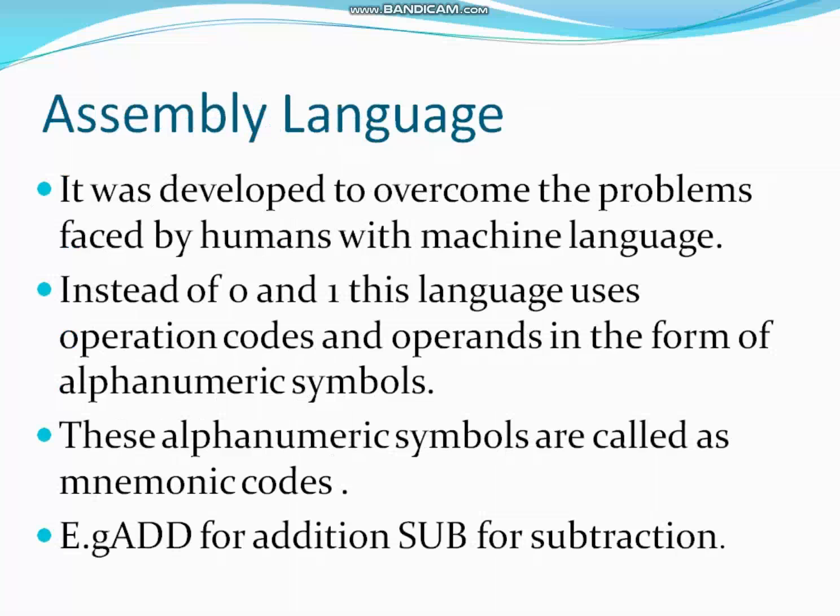Next we have the second category of low level languages, assembly language. Assembly language was developed to overcome the problems faced by humans with machine language. In assembly language, instead of 0 and 1, which we were writing in machine language, we are using operation codes and operands in the form of alphanumeric symbols. These symbols are called mnemonic codes.